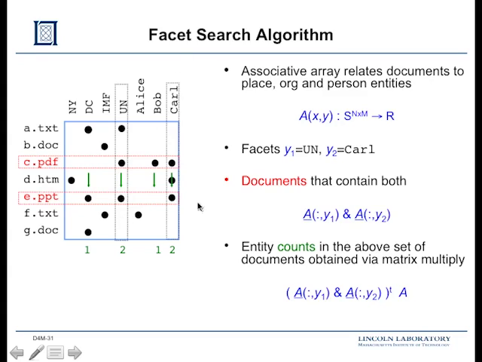So basically that's what this does. This says get me y1 and get me y2. I'm using this bar here to knock away the facet name afterwards so I can AND them together. That gets me all the documents that contain both UN and Carl. And then I can compute the counts that you saw on the previous page just by doing this matrix multiply. So I AND them, I transpose them, and I matrix multiply to get them together. And then there we go.